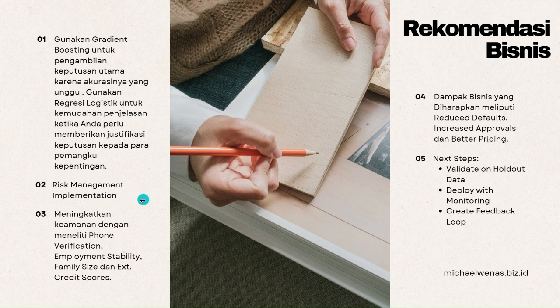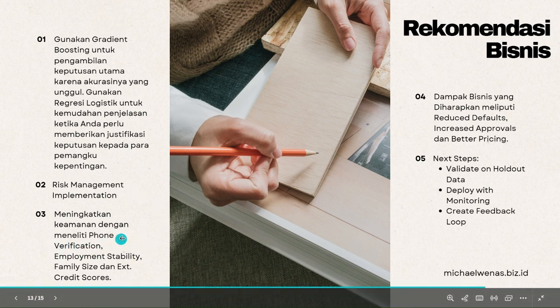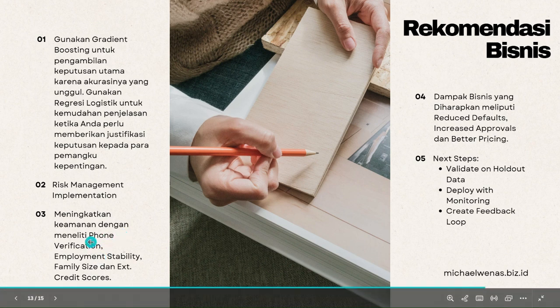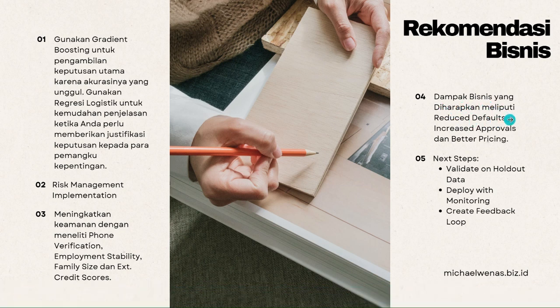And then there's also risk management implementation, which is needed. For example, there needs to be more analysis in terms of phone verification and employment stability, family size, and external credit scores. If there are any business impacts that are expected, that would be reducing defaults, increasing approvals, and generating better prices.